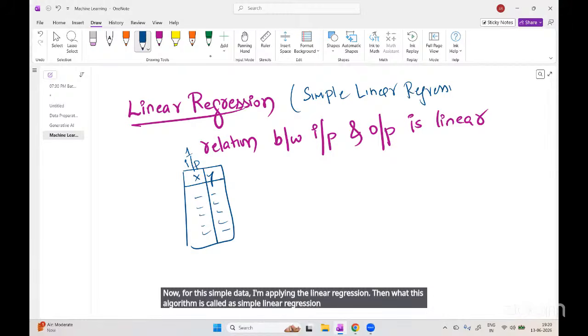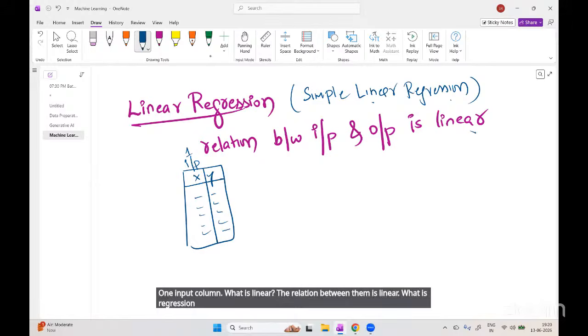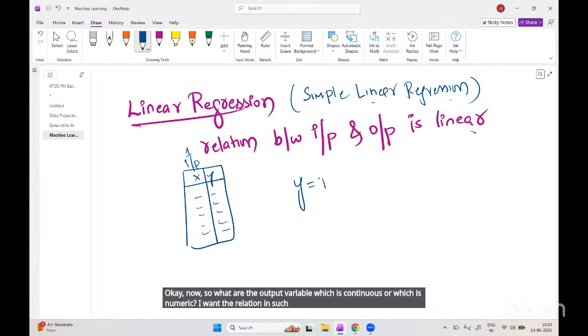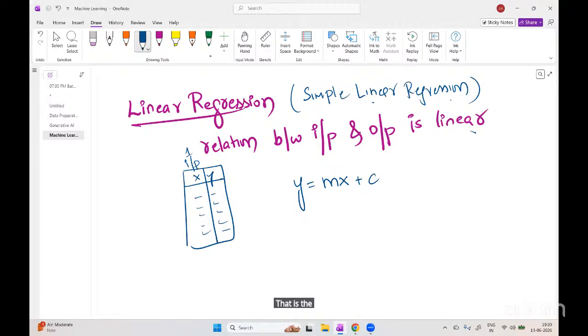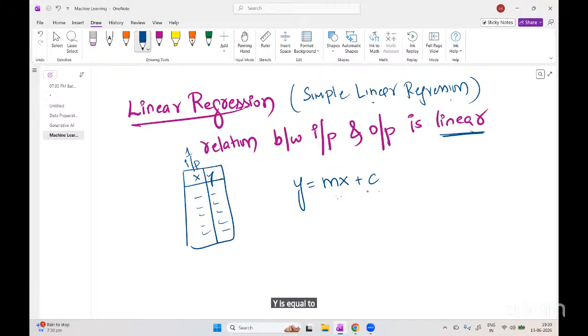What is meant by simple? One input column. What is linear? The relation between them is linear. What is regression? Output is continuous. One word, one meaning. Okay. So the output variable is continuous, or numeric. I want the relation in such a way that y is equal to mx plus c. That is the linear equation. I told you the relation between input and output should be linear. y is equal to mx plus c.